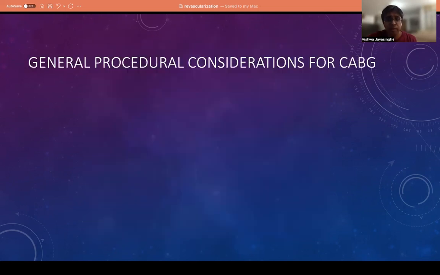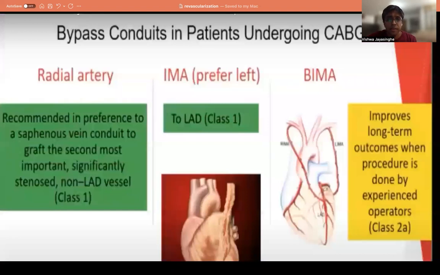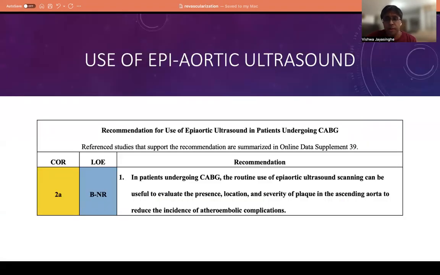Right. So general procedural considerations for CABG: arterial grafts are already preferred over saphenous venous grafts. There's a controversial issue here because they are now recommending radial artery and LIMA with the same class 1A recommendation, LIMA for the LAD as well as radial artery for the other vessels. And epiaortic ultrasound also is recommended.